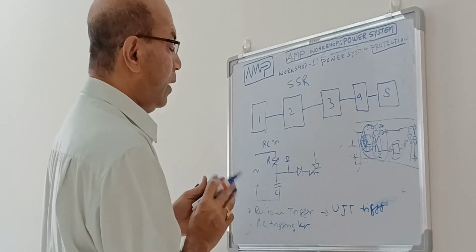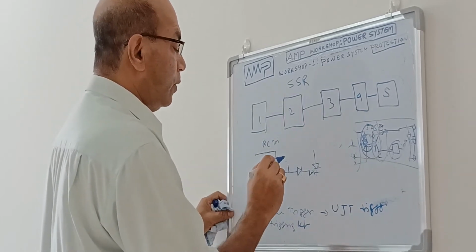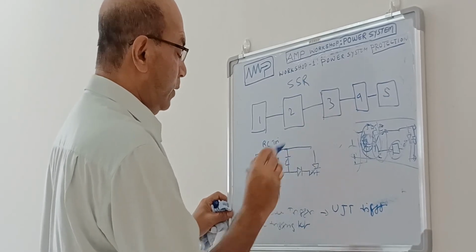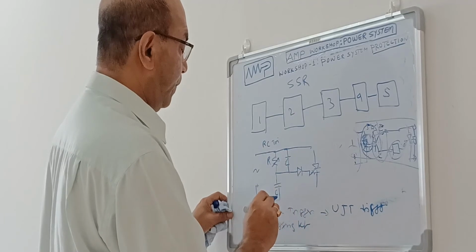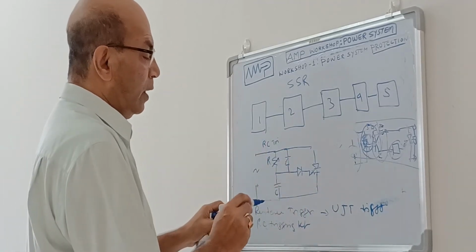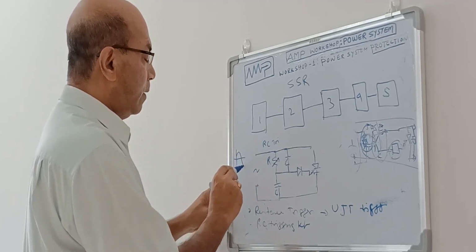Now this is also connected in the forward way. Positive, this will be. This is a typical RC circuit. RC, how is it working? When the supply is there, immediately this is positive. Suppose this is a supply.